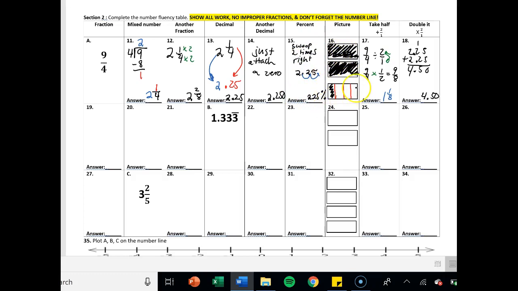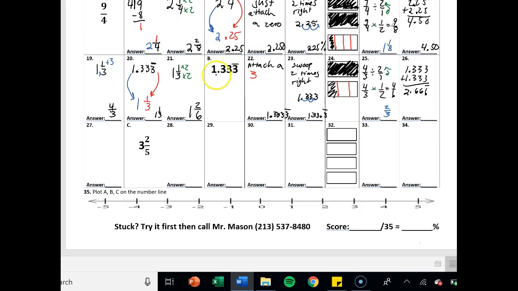Draw my picture, make sure I divide up into fourths. I like using my fraction to take half. 9 over 4 divided by 2 over 1. Make sure you flip. Multiply it by 1/2, so it becomes 9 over 8. But be careful. Make sure you turn that improper fraction into a mixed number. And then for double it, you could multiply by 2, or I could just add 2.25 plus 2.25. That's the same thing as doubling 2.25 or doubling 9 over 4 or doubling 2 1/4. And I get 4.5.